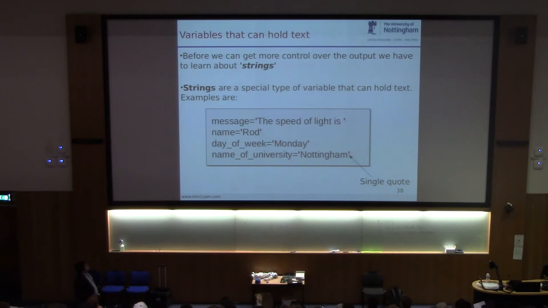Okay. So I now want to tell you about a special type of variable that can hold text. Lots of words in computing come from the 1960s, and it's not always obvious what their meaning is. But anyway, string is a special computer word for a variable that holds text. So, for example, you can write message, which is the variable, equals single quote, the speed of light is, single quote, or name equals single quote, rod, single quote, or day of the week equals single quote, Monday, single quote, or name of university equals single quote, Nottingham, single quote. These are just variables that can hold text. All you need to remember is to put a single quote at the end and you're good to go. And these are called strings.